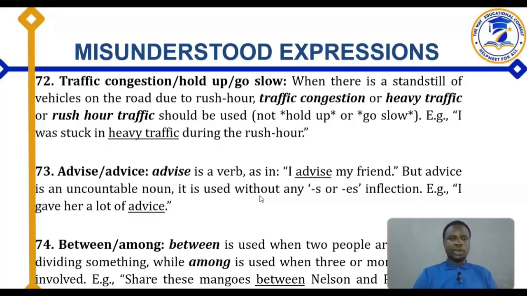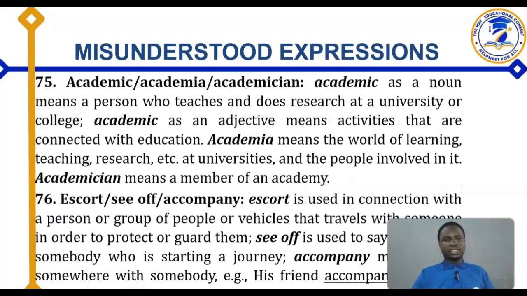Look at these two words: between, among. When two people or two things are involved, you use between. When it is more than two, that is three or more, you use among. Are we following? Share these oranges between Nelson and Pius. Two people. Divide the oranges among the 5 students. Even if the number is not mentioned, you use among. But if you have 2, it's going to be between. So for among, you have 3 or more, or when the number is not stated.